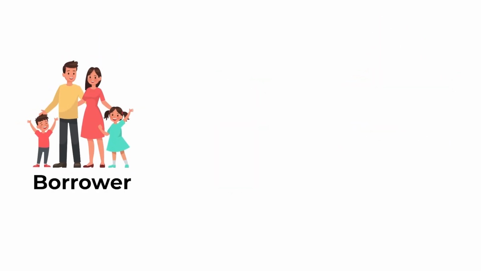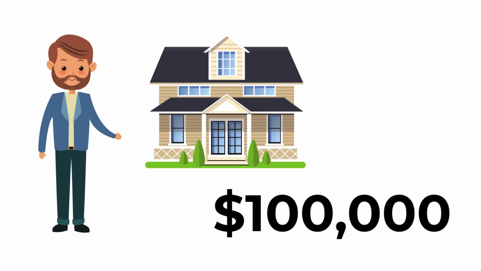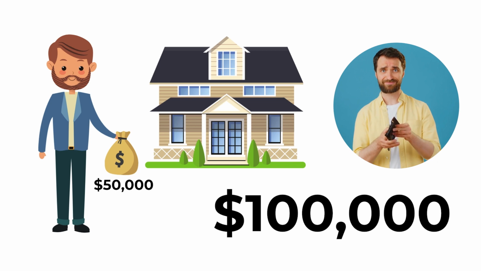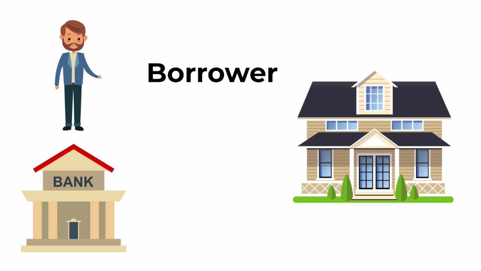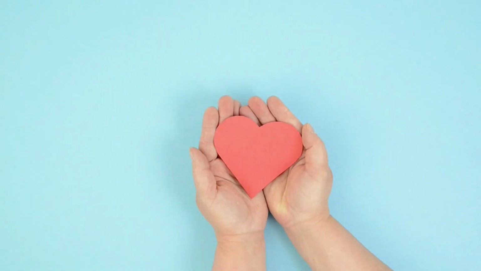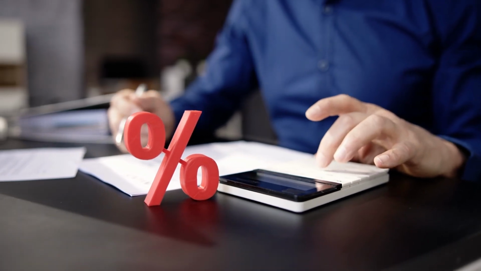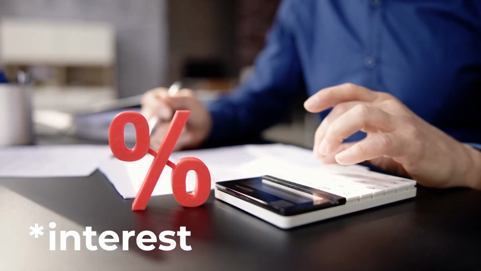Okay, now let's talk about the loan. Remember, the lender is going to provide money upfront to the borrower. The borrower will then use this loan to purchase a home. So, let's say that Robert wants to buy a house for $100,000. But Robert only has $50,000 and needs a loan for the other $50,000. In this case, Robert is the borrower and ABC Bank is the lender. Escrow and title will help to facilitate the loan transaction. So in this example, ABC Bank is providing Robert with a $50,000 home loan. Of course, ABC Bank isn't doing this out of the kindness of their hearts. ABC Bank will be charging Robert interest on this $50,000 loan.